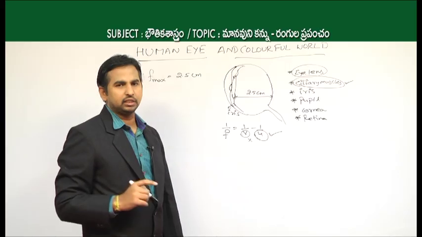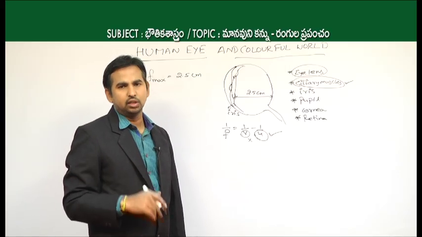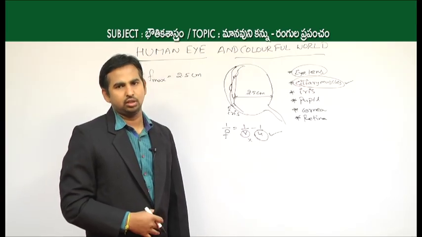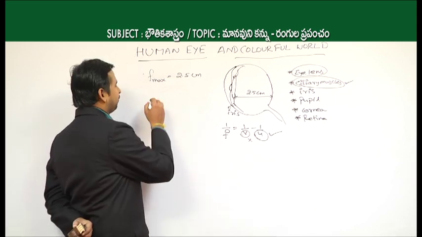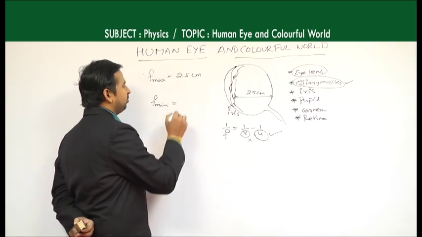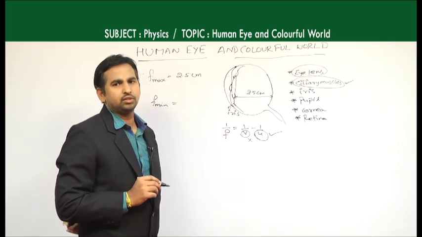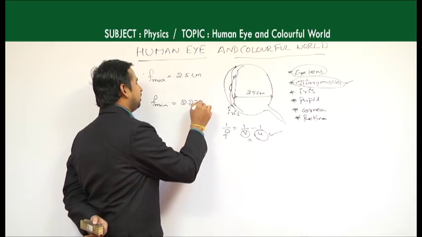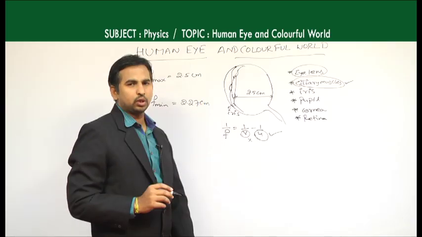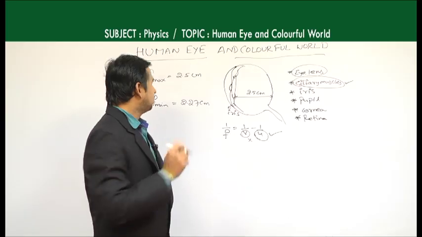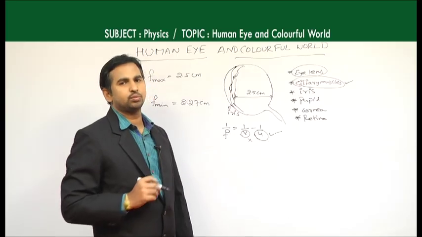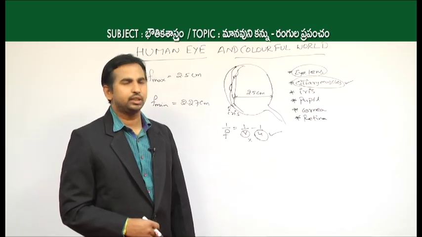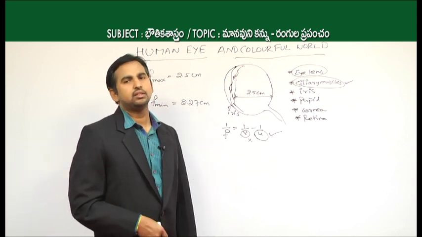So, the maximum focal length that our ciliary muscles can adjust the eye lens to, to see far distant objects, is nothing but 2.5 centimeters. Okay. And at the same time, whenever you want to see near distant objects, the minimum focal length is to be adjusted for our eye lens. That minimum focal length is around 2.27 centimeters. Okay. If you want to see objects at very far distance, the ciliary muscles have to adjust the eye lens to a 2.5 centimeters focal length, whereas if you are taking any of the near distant objects, the focal length to be maintained is 2.27 centimeters.